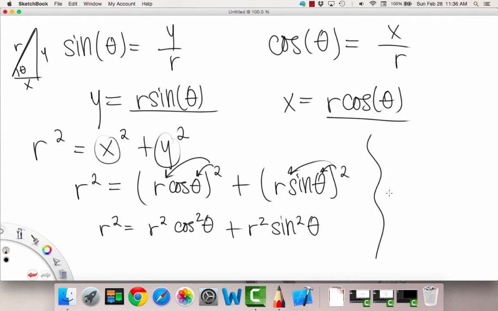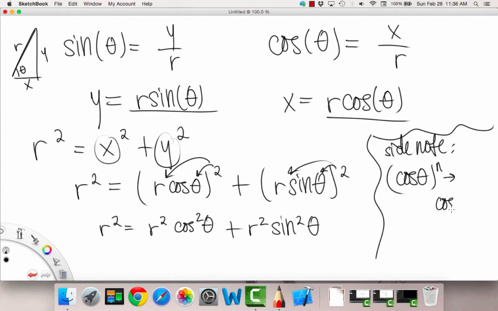Just like a side note here, oftentimes cosine raised to a certain power is denoted as cosine n of theta. For some reason, they just stick the exponent right there, and it's a little bit confusing, but just keep in mind that that's what it means. The same thing goes for sine. If you have sine theta raised to a certain power, they'll usually write sine, then that power, and then theta. Beats me why they did it, but that's how it's denoted. This just means cosine squared theta and sine squared theta.